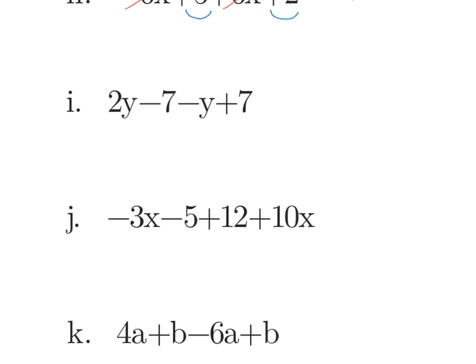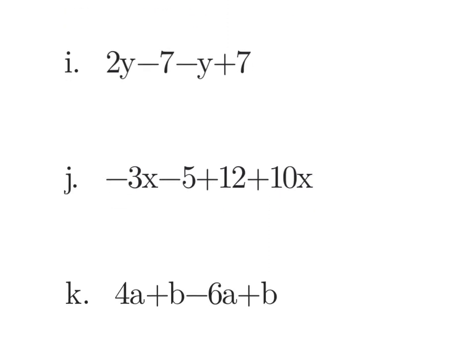All right, let's look at 2y minus 7 minus y plus 7. Same thing on this one. The first thing I can do is negative 7 and positive 7 are going to cancel. That leaves me with 2y minus y. Remember that minus y is technically minus 1y, and so when we combine these, we get 1y or y.